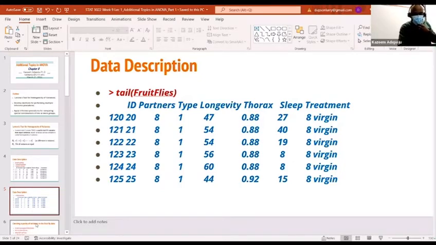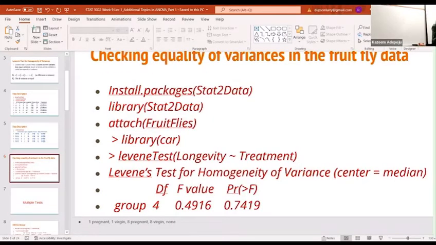Now, this is the code in R. If you want access to the data set, my TA is also going to walk you through it this week. What am I doing here? I want to perform a Levene test. To perform a Levene test, you need to load a package called car. Then you write leveneTest, longevity on treatment. The response is longevity, and the treatment is the factor.